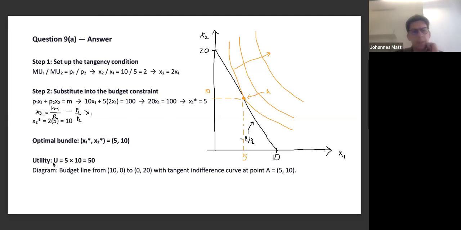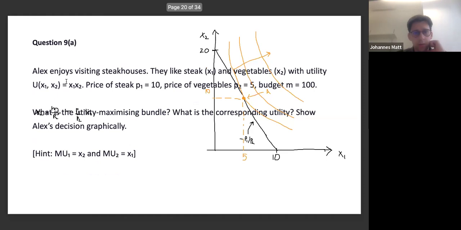Now there's a follow-up here, which is how do we determine the utility level from that consumption? Well, if you were to go back here, we're given that the utility function is x1 times x2.